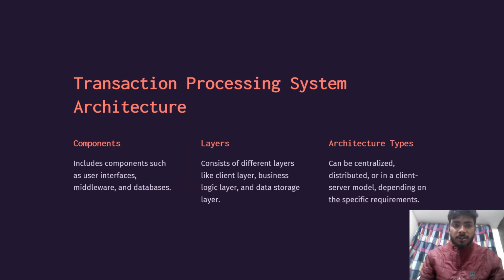Transaction processing system architecture. Components, layers, and architecture types include components such as user interface, middleware, and databases. Different layers like the client layer, business logic layer, and data storage layer can be centralized, distributed, or client-server model depending on specific requirements.